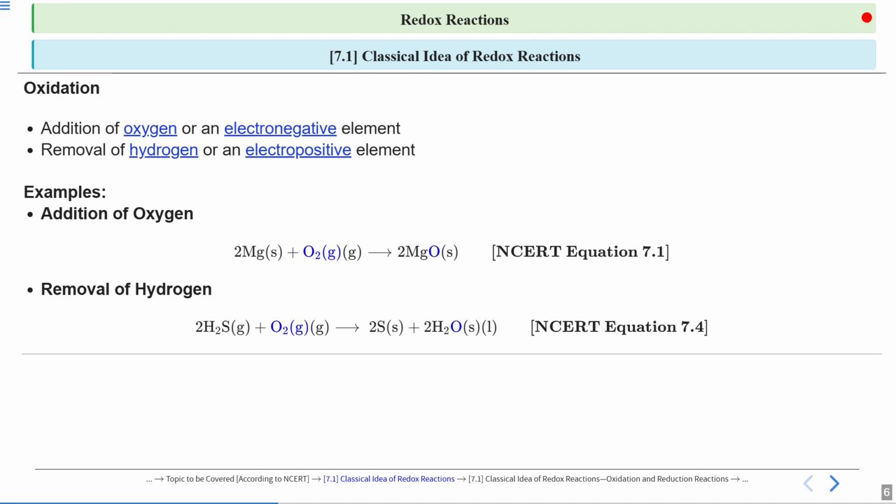So in this particular chemical reaction, you can conclude that the removal of hydrogen is considered as the oxidation process or the oxidation reaction. I hope these two examples are clear to you.